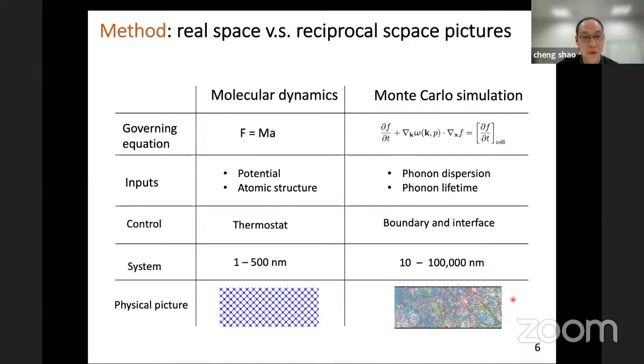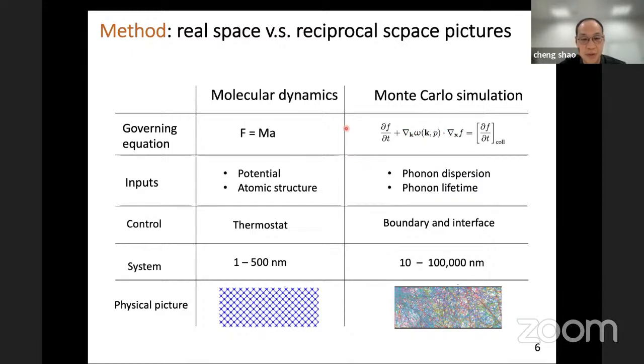And there are two pictures to understand thermal transport. One is from the real space, based on molecular dynamic simulations. And one is based on the reciprocal space, particle-based picture. The governing equation for the reciprocal space is the Boltzmann transport equation. There are some advantages and disadvantages of each method.